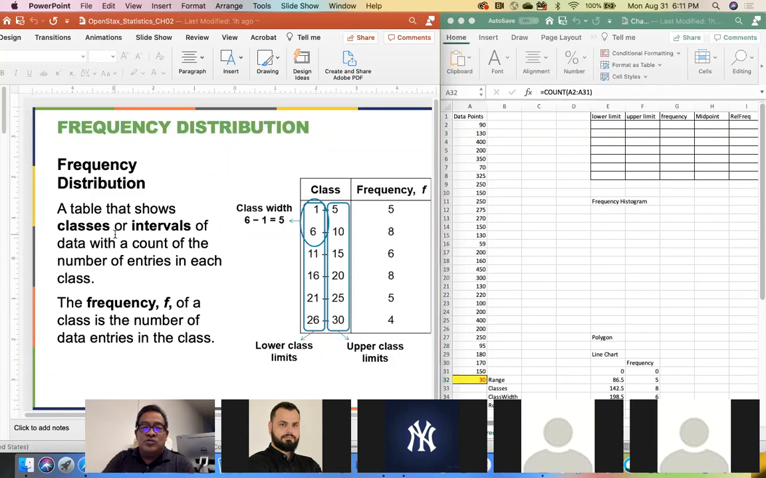So how do we construct these frequency distribution tables? We know that those are tables that are showing different classes and intervals, and then the frequency of a class is the number of data entries in that particular class.